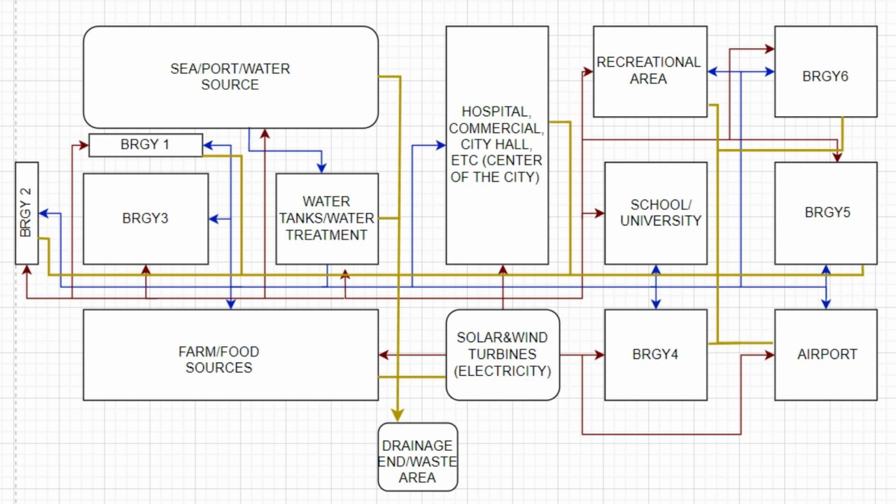After discussing the overall map of my community, this is my blueprint for the drainage, water sources, and the electricity. The blue one is the water, the red one is the electricity, and the white or yellow one is the drainage or waste area. And as you can see at the bottom, there is a drainage and waste area, so we can assure that the community is clean and the cleanliness will be maintained.